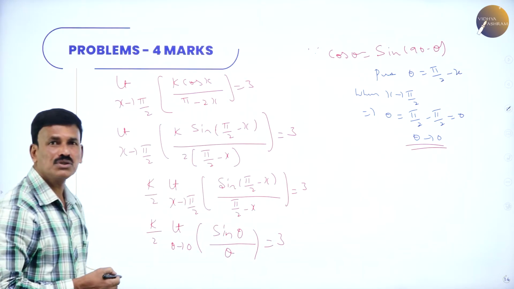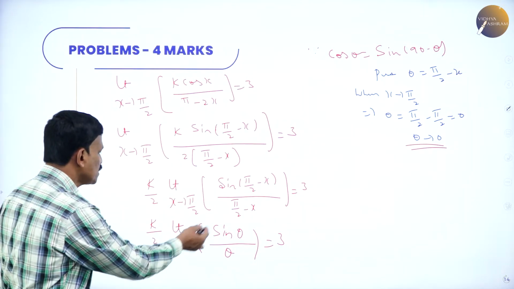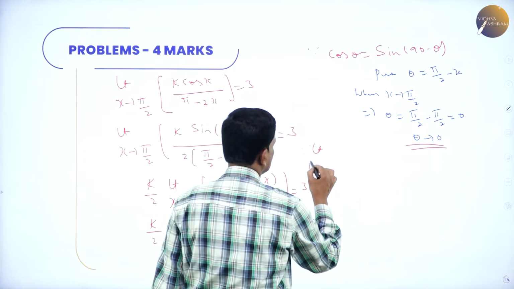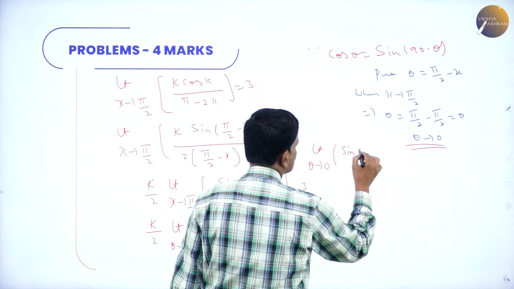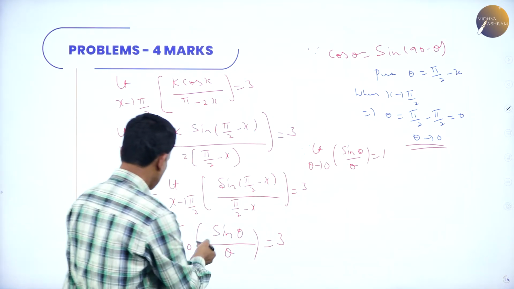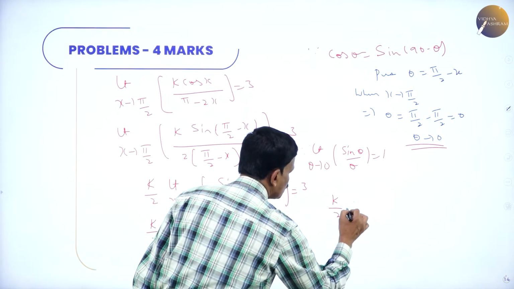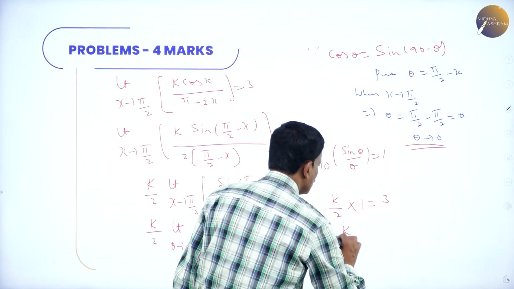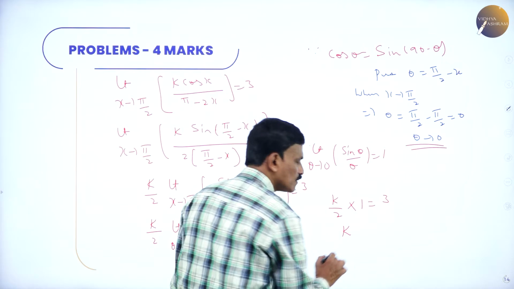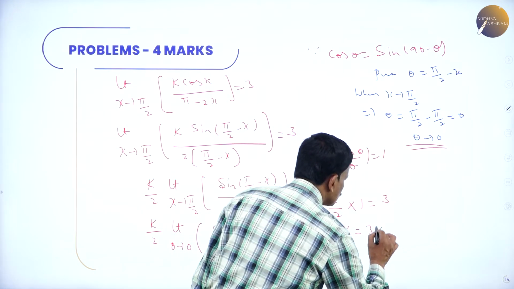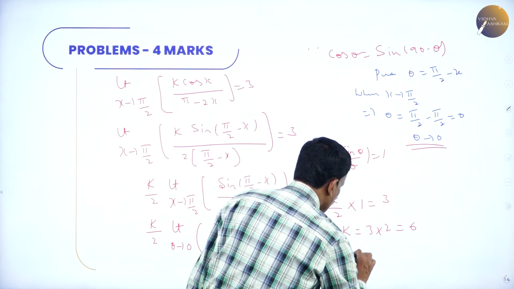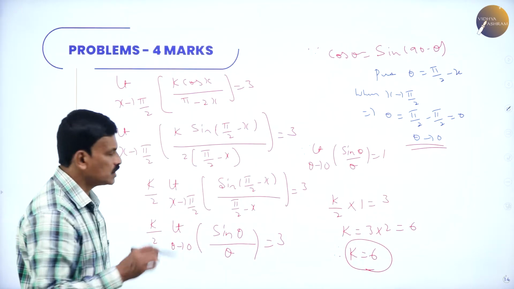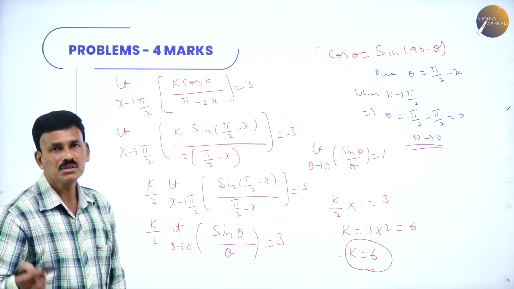Since you know the standard result, limit theta tends to 0 of sine theta by theta is equal to 1. Therefore, this can be written as k by 2 into 1 is equal to 3. Cross multiply, k by 2 into 1 is k by 2, so k is equal to 3 into 2, that's equal to 6. Therefore, the value of k is equal to 6. This is very important, the value of k is equal to 6, that's it.